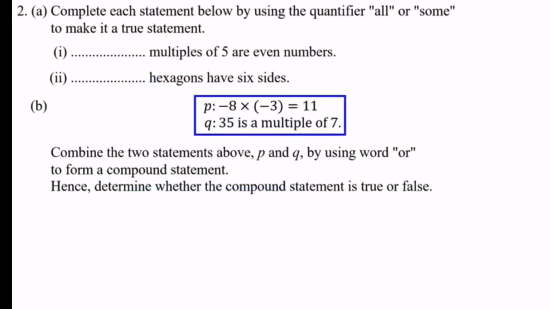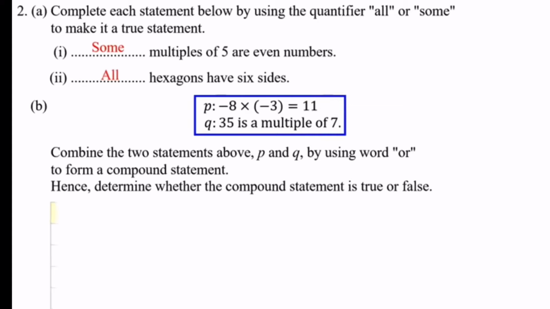Complete each statement below by using the quantifier or sum to make it a true statement. So the answer is some multiples of 5 are even numbers. That will make the statement true. For number 2, it should be all hexagons have 6 sides. That will make the statement true.